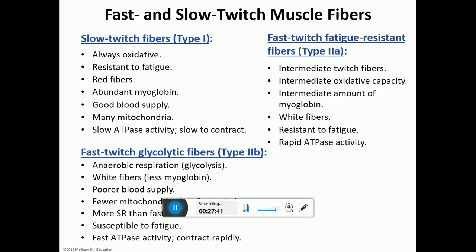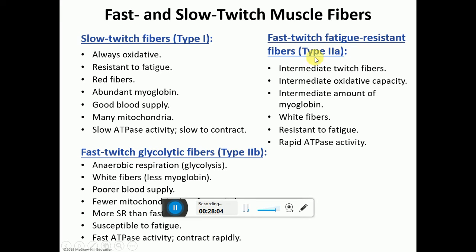These are the muscles that are pretty much contracting almost 24 hours a day, so they have to have a very, very good blood supply. They're reddish brown in color because of all that blood supply. They have large amounts of myoglobin and mitochondria. They are always oxidative in their respiration. They're very resistant to fatigue.